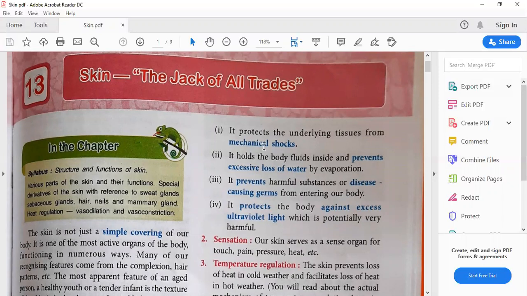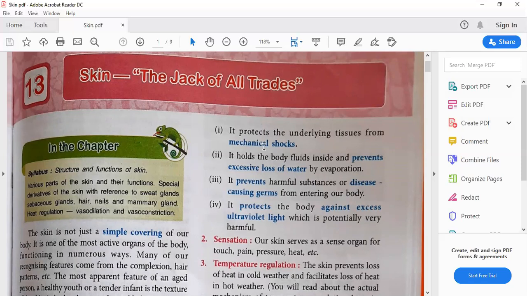Okay, now it doesn't allow any germs to enter your body. Okay, if you don't have a cut, then they will not enter. Then also it is protecting the body against excess UV light, which is also very harmful for your organs. So there are 4 types of protection, or 4 levels of protection it is providing. Okay, any doubt in this case?